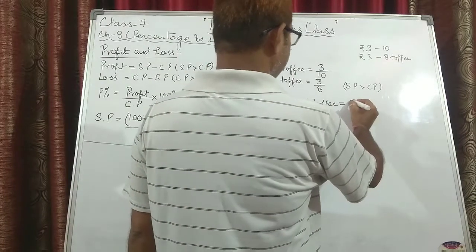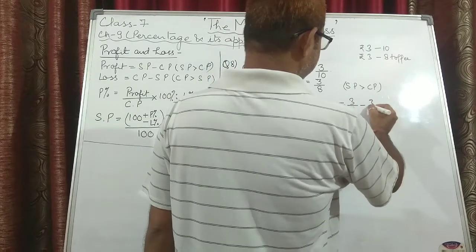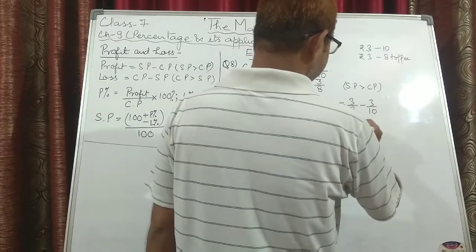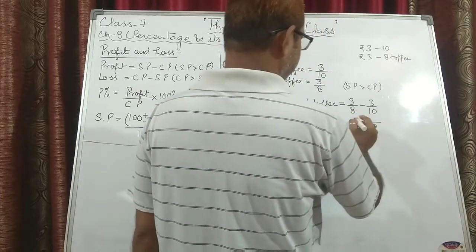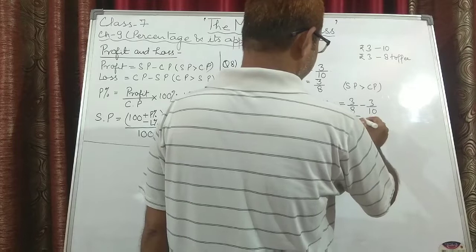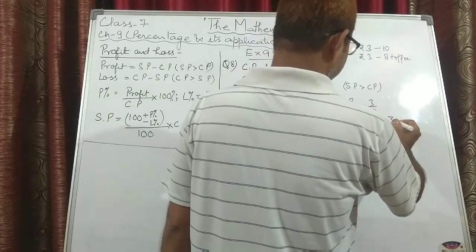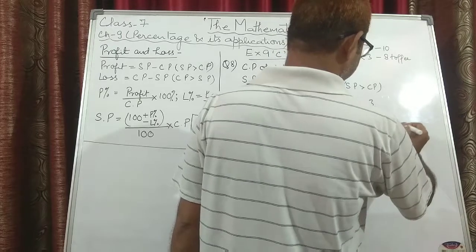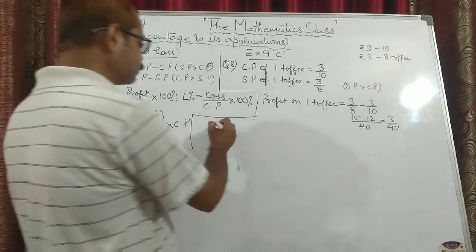So that will be selling price 3 upon 8 minus cost price 3 upon 10. LCM will be 40. 8 5s are 40, 5 3s are 15, minus 10 4s are 40, 3 4s are 12. 15 minus 12 is 3 upon 40 rupees, which is the profit on one toffee.